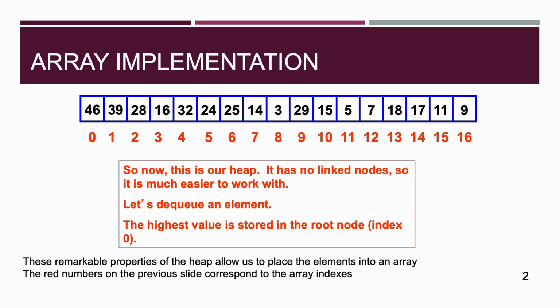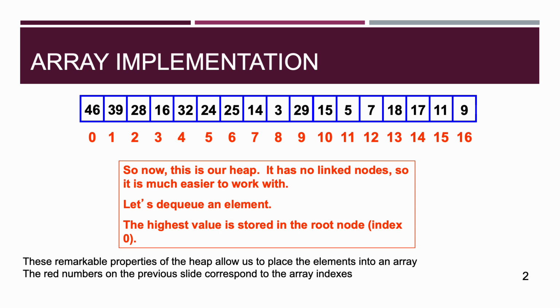Okay, so here we have an array implementation. So now this is our heap. It has no linked nodes, so it is much easier to work with. Now we'll dequeue an element from here. The highest value is stored in the root node, index 0. So we have an array implementation of 0 to 16, total 17 indexes, and the highest value is stored in the root node, which is index 0.